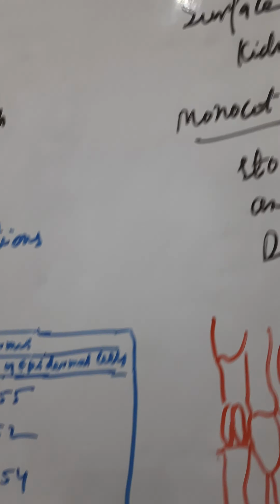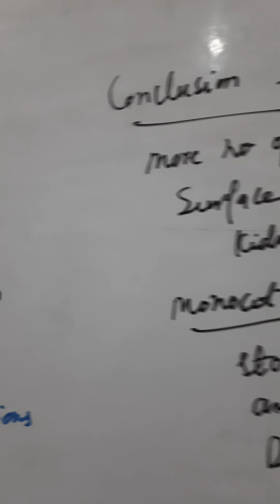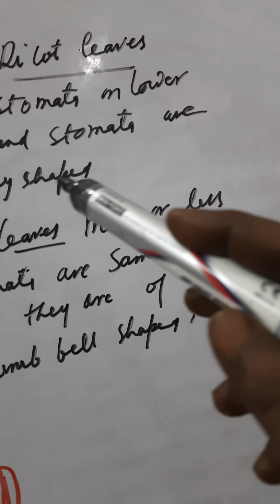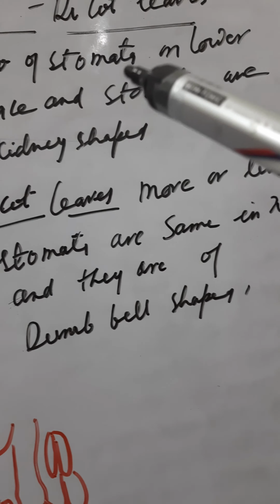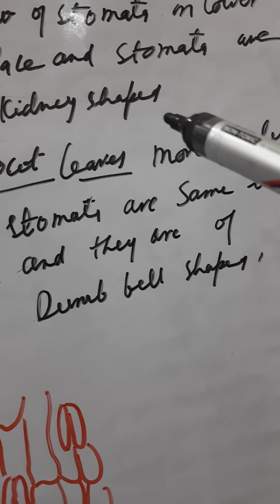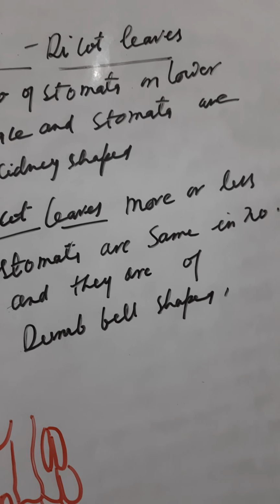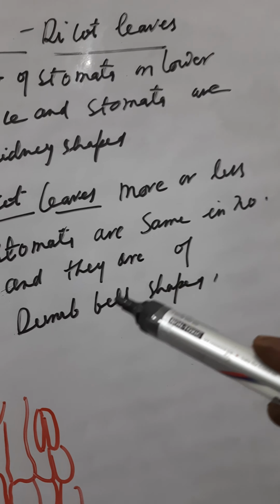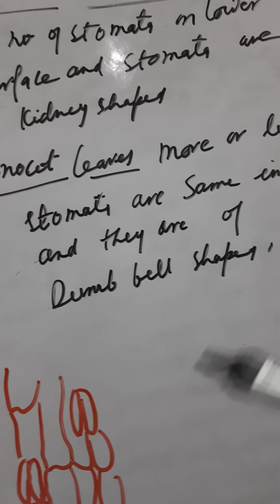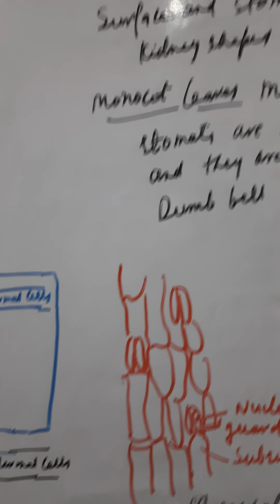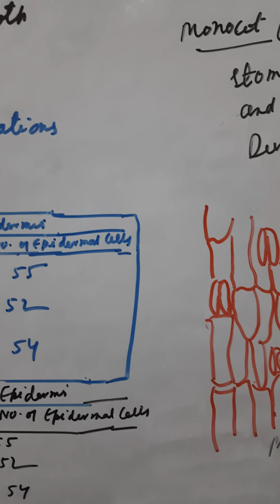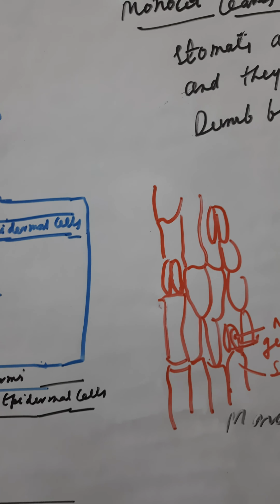So here, as the conclusion, you will write that in dicot leaves the number of stomata on the lower surface is more, and stomata are kidney shaped, whereas in monocot leaves more or less the stomata are the same in number on both surfaces and they are dumbbell shaped. This is the dumbbell shape. You have read it in the 10th standard, the differences between the dicot and the monocot stomata.